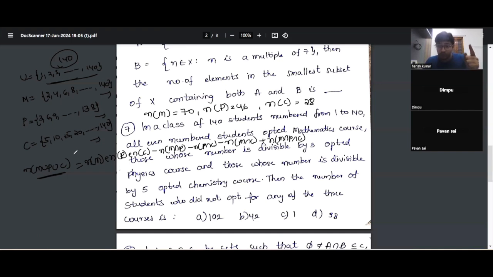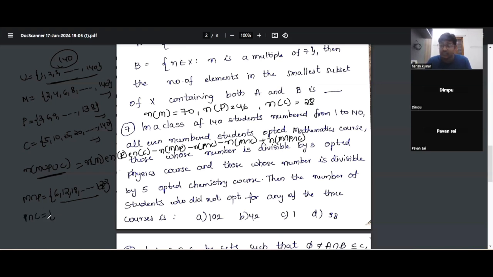So multiples of 2 and multiples of 3, what will be the common multiples? Multiples of 6. So m intersection p will be 6, 12, 18, and so on. This will be my m intersection p. Understood? Yes, sir. Similarly, I'll find p intersection c.